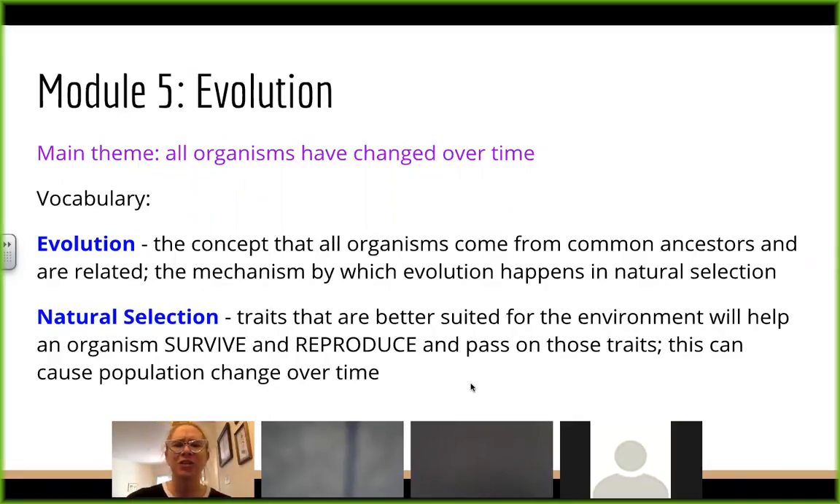So I wrote this: traits that are better suited for the environment will help an organism survive and reproduce and pass on those traits. This can cause population change over time, right? So natural selection is all about surviving and reproducing, which is why I have those words in caps here. You could have the best traits in the world, but if you die, it doesn't matter. You need to survive and reproduce to pass on the traits to offspring, right?